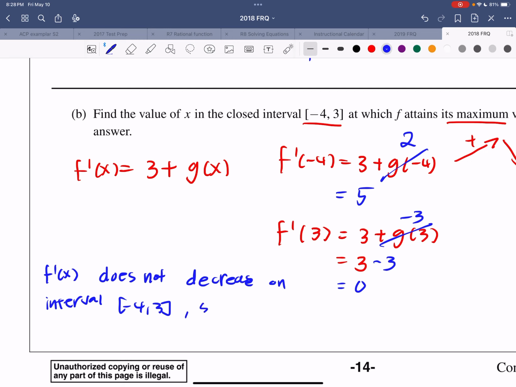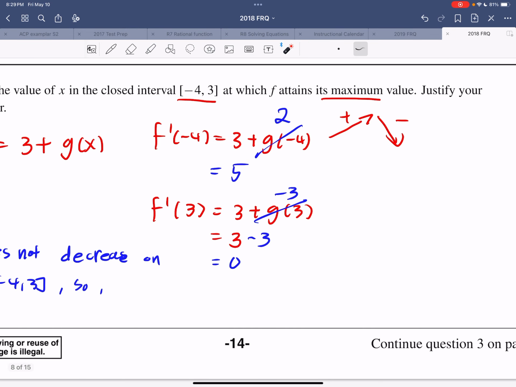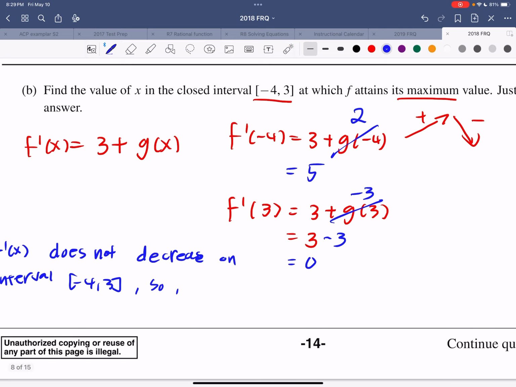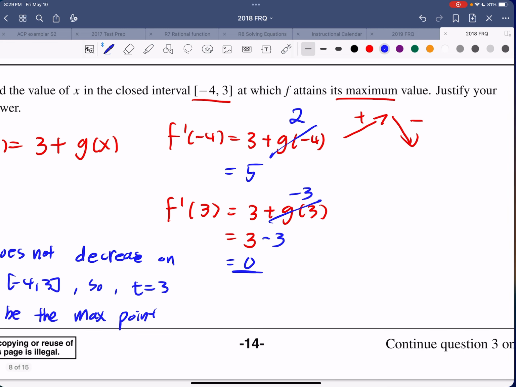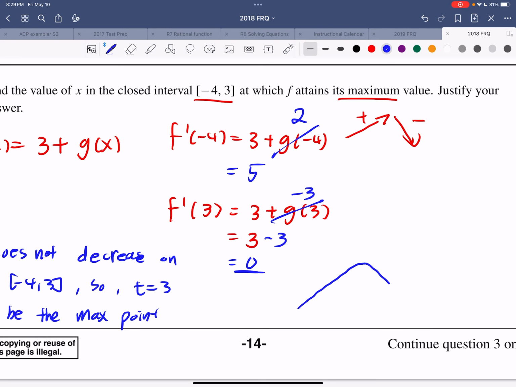So since there is no negative sign, this 0, and this is the lowest number, that's gonna be the maximum point, because it keeps going from 5 to 0, it keeps positive, and at this point that's gonna be the maximum point. So t equals 3, which is where you got 0, must be the maximum point, because this keeps going up and it's going down here, right? And do you see this is the 0 slope? So that's what it means.